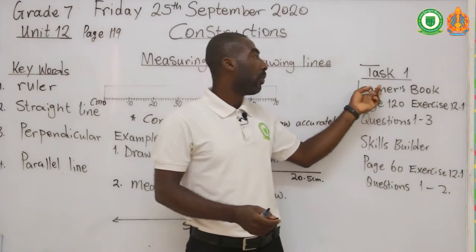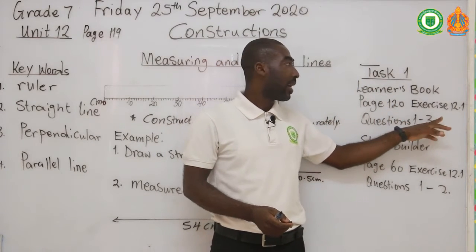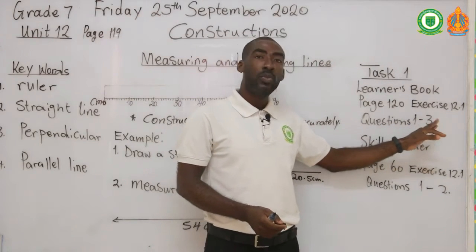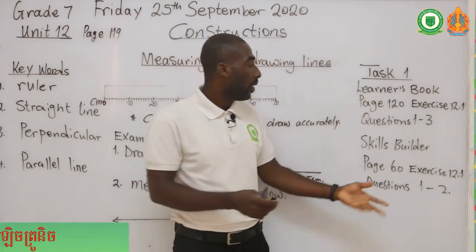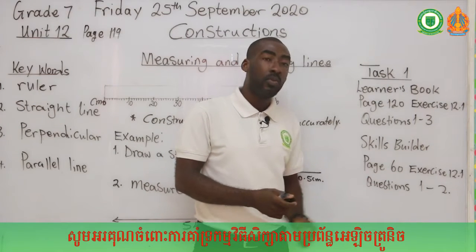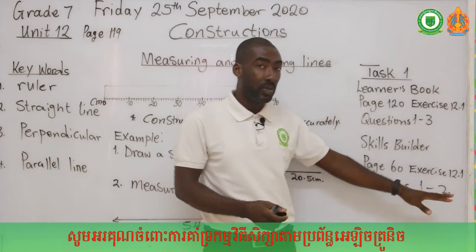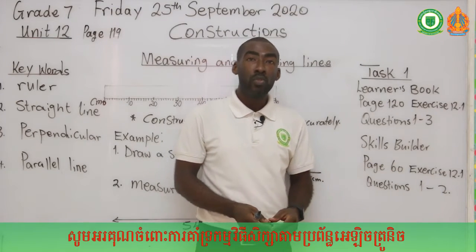We're going to do one part from the learner's book, page 120, exercise 12.1. We are doing questions 1 to 3, and then when we finish that, because it's so small, we'll move to our skills builder section, and then we will also go and do exercise 12.1 at the skills builder section, page 60, question 1 and 2.